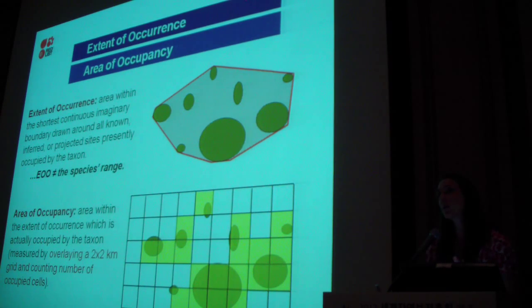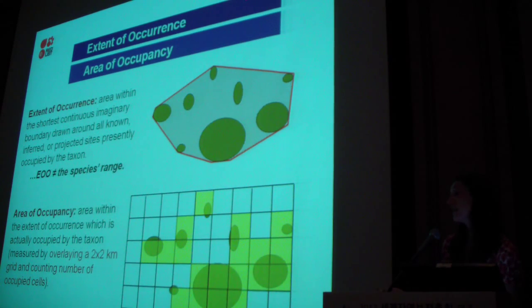The reason that we use a 2 by 2 kilometer grid is because the area calculated using a grid of that size translates well to the thresholds in the criteria. Some people may have data at higher or lower resolution and would want to use a 10 by 10 kilometer grid or a 1 by 1 kilometer grid. We would really recommend that people use a 2 by 2 kilometer grid because that's going to give you the most accurate number that translates well with the thresholds and the categories.